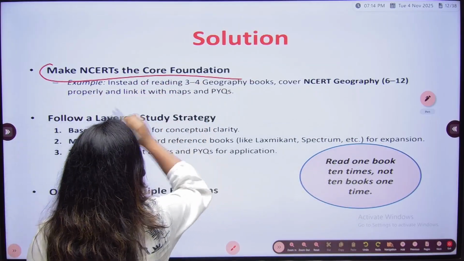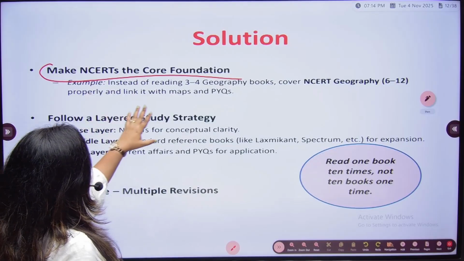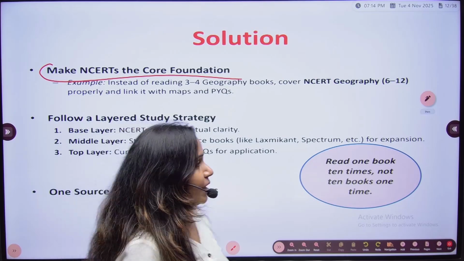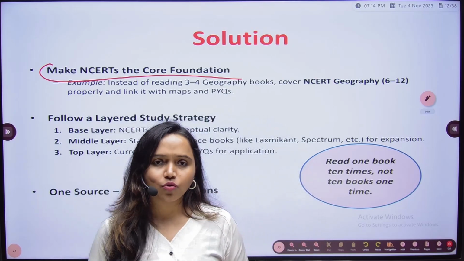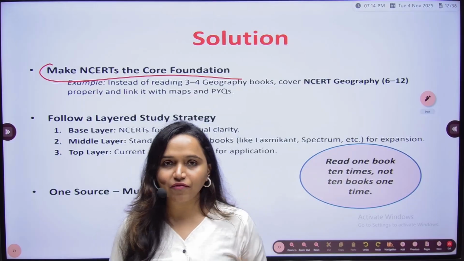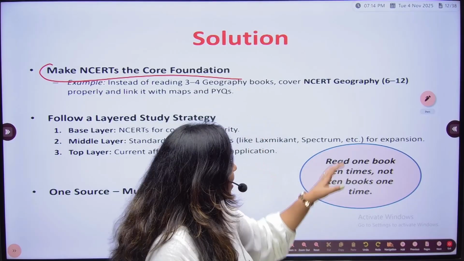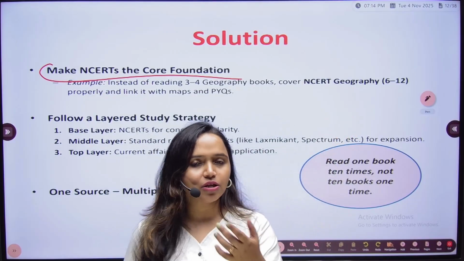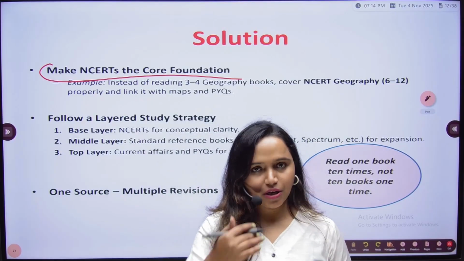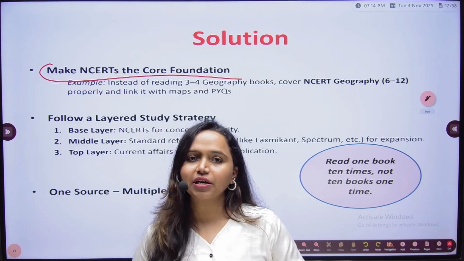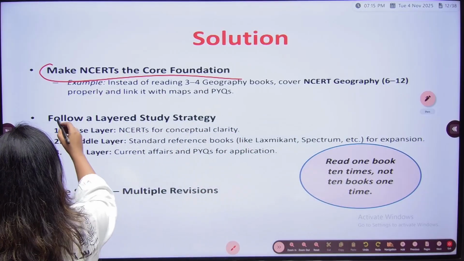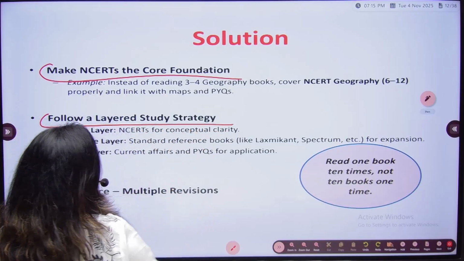What would be the solution here? Make NCERT the core foundation. For example, instead of reading 3-4 geography books, cover NCERT geography properly and link it with maps and PYQs. So why do you study 3 to 4 different standard books of geography when you can find everything which comes in different exams in class 6 to 12 NCERT? Stick to that resource, read it, try to understand it, reread it, rehearse it, practice MCQs, practice PYQs, and then you will be able to build a very strong foundation. You can follow a layered strategy approach as well.